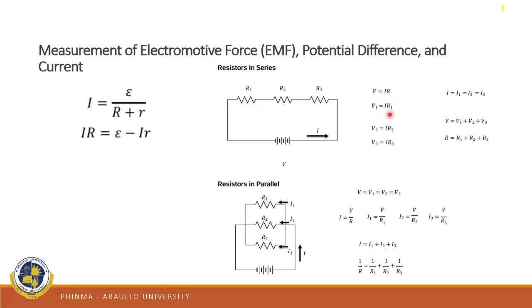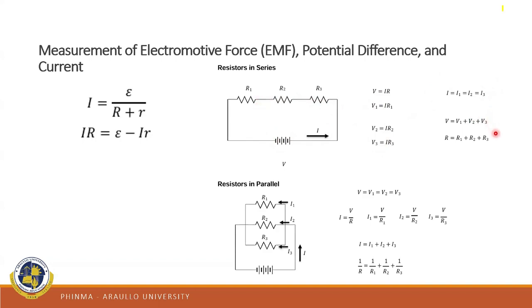For V sub 1, ganun pa rin yung formula. But as you can see, pare-parehas lang yung I niya. Meaning, I is equal to I sub 1, to I sub 2, and to I sub 3. Equal lang lahat ng I natin. Equal yung I na dumadaloy sa lahat ng resistor.